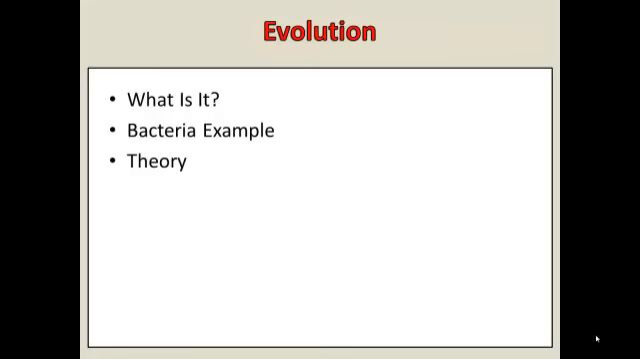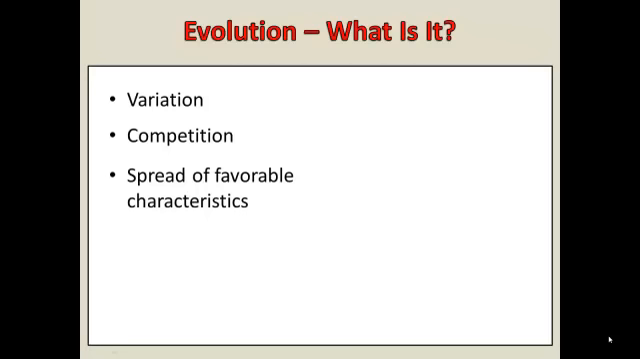Specifically, we're going to talk about what is the theory. We're going to talk about a bacterial example of evolution, and we're going to talk about what we mean by theory in the scientific community versus everybody else. Evolution is the name scientists use to describe the adaptation of living organisms, including microorganisms, to their environment.